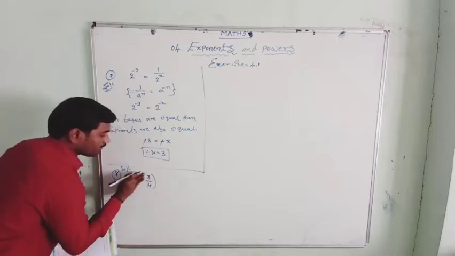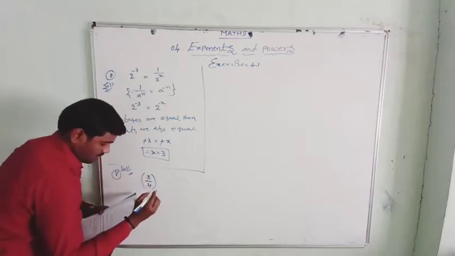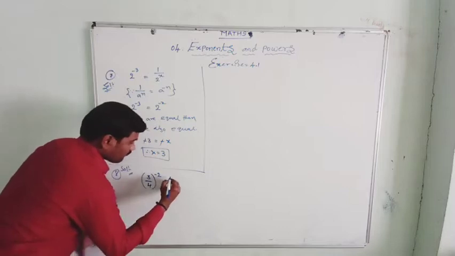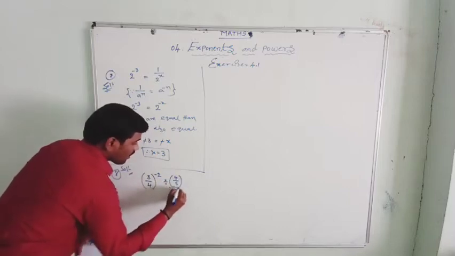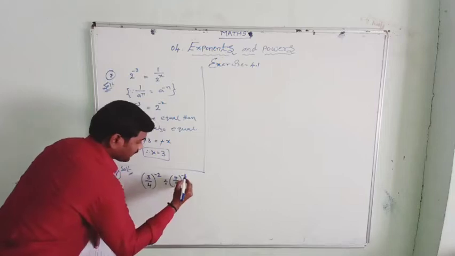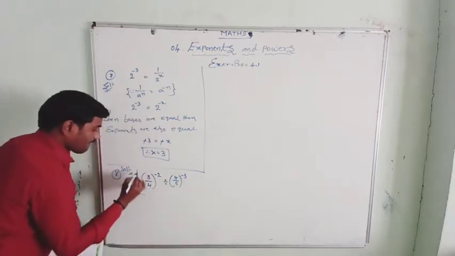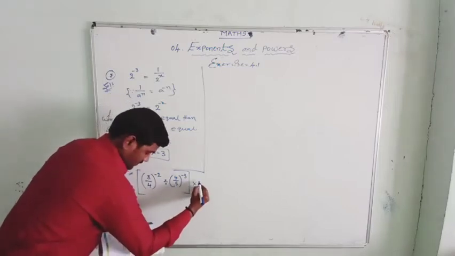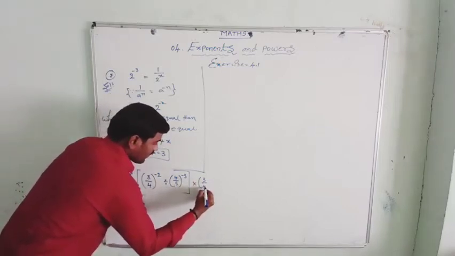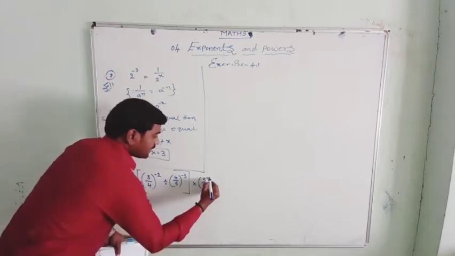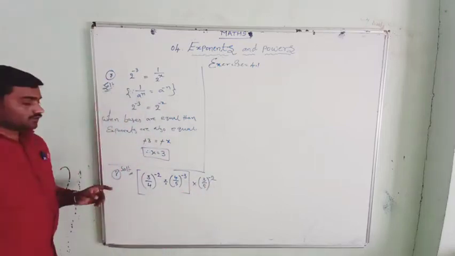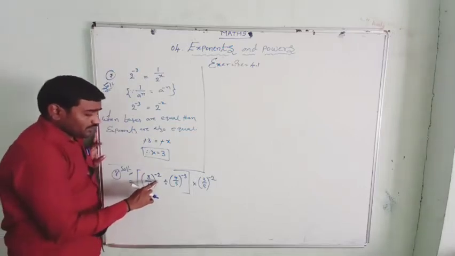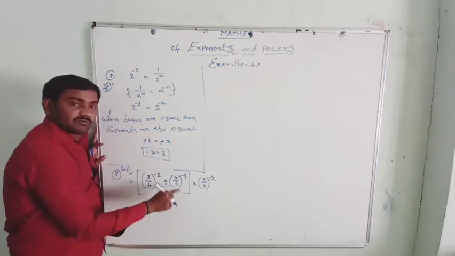(3/4)^-2 ÷ (4/5)^-3 × (3/5)^-2. So here, first of all, let us make the negative exponents positive.